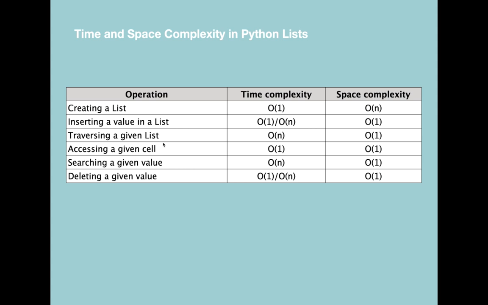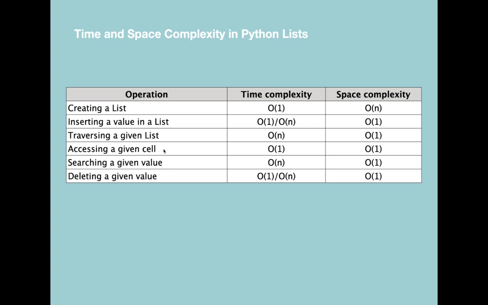Then we are going to the next operation, which is traversing a given list. Traversing a given list is O(n) time complexity because here we are visiting each element of the list. This means that if we have n elements in the list, then we have to traverse n steps through the list. So this will take O(n) time complexity. Here again, space complexity is O(1) because additional space is not required to do these steps.